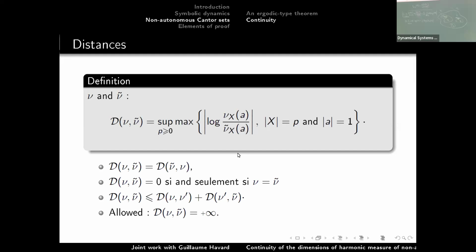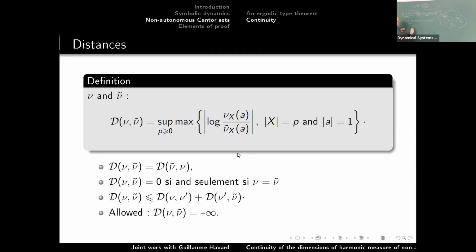Okay, yeah. So, okay, it's correct, but no. That's the notation for me.